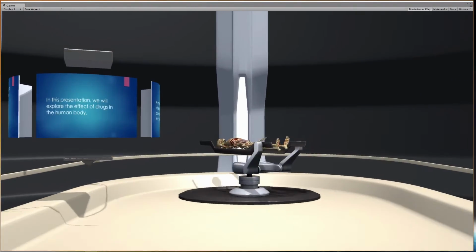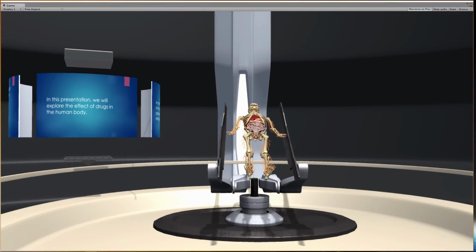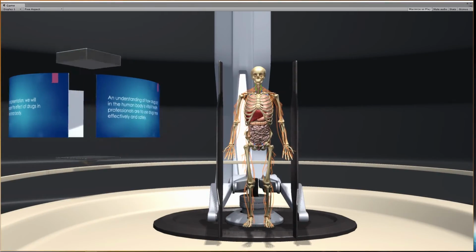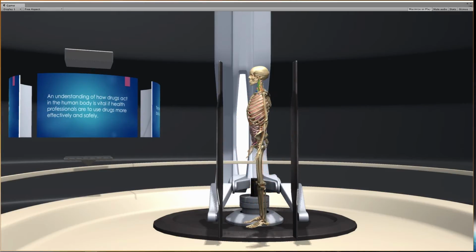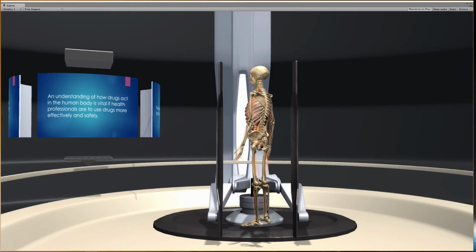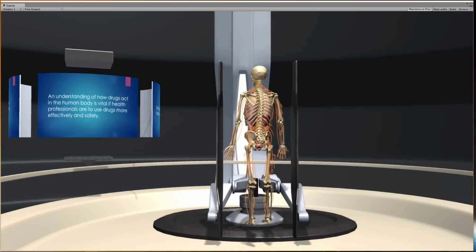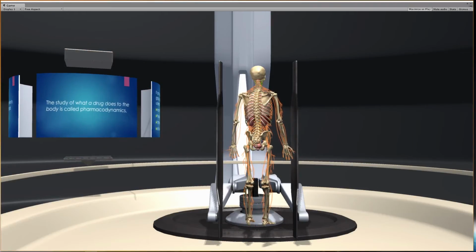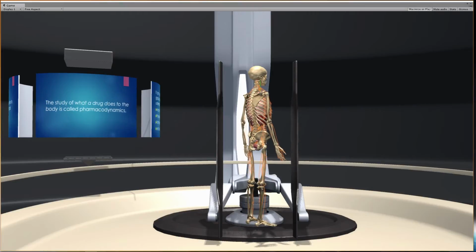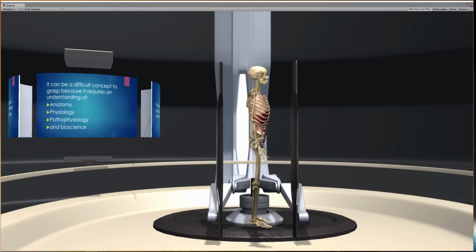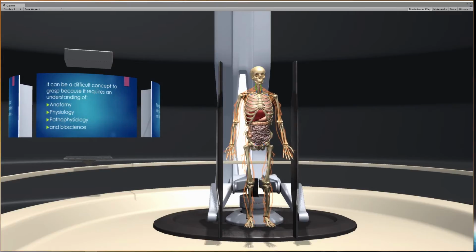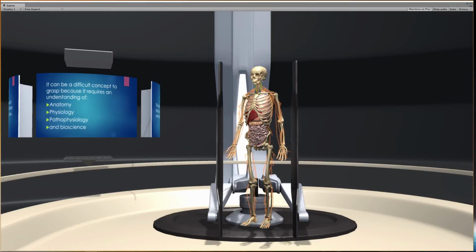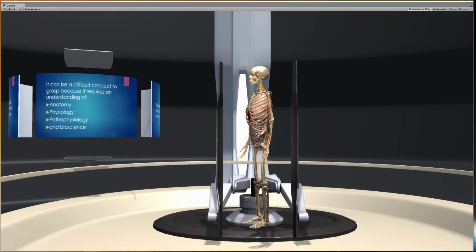In this presentation, we will explore the effect of drugs in the human body. An understanding of how drugs act in the human body is vital if health professionals are to use drugs more effectively and safely. The study of what a drug does to the body is called pharmacodynamics, and it can be a difficult concept to grasp because it requires an understanding of anatomy, physiology, pathophysiology, and bioscience.